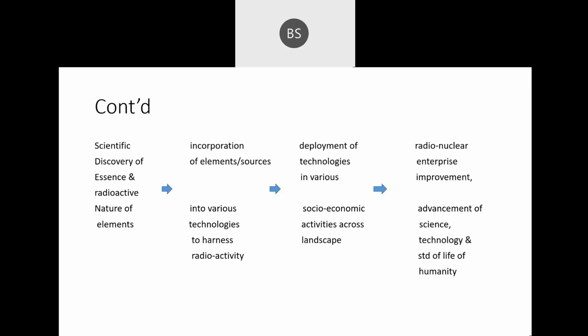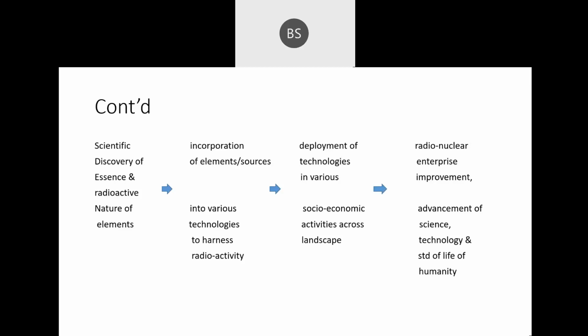The essence and nature here simply means the properties of the elements which were found at the time. We shall realize that as we move on, we shall touch base on these properties that are being alluded to here. As the essence or properties were found, there was also, if you move to the right, incorporation of these elements or sources into various technologies to harness this radioactivity. So this radioactivity phenomenon was found to be useful for various purposes. Therefore, it was harnessed, or it is being harnessed, in various technologies for various uses.